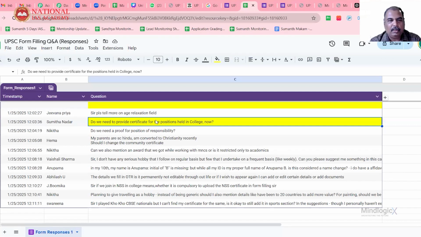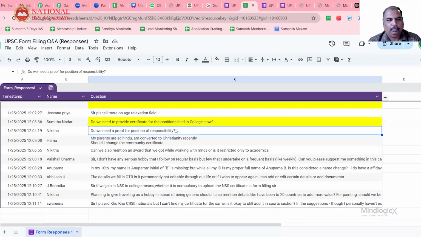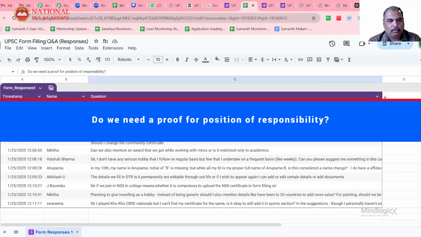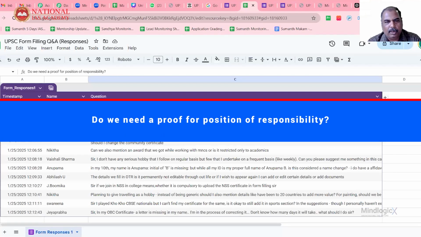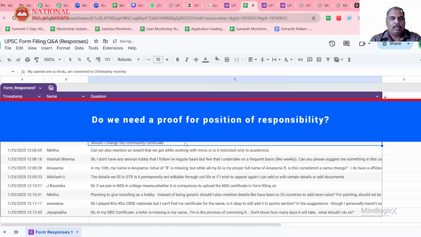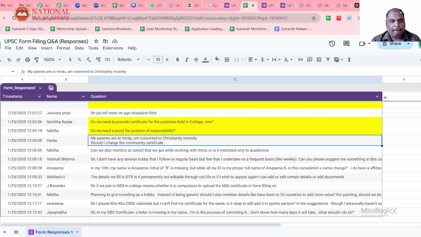If it is a private college, I think it's not much of a problem because you can just resign with a 3-month notice. But if it's a government college, definitely you need to get an NOC for anything which is government. So in case a working professional is there, do we need a proof for position of responsibility, in your opinion? No, not required. Private means not required. Government means you need to have an NOC. Just because I am in a particular position, I need not prove that position. That's not required. Nikita, please go ahead.